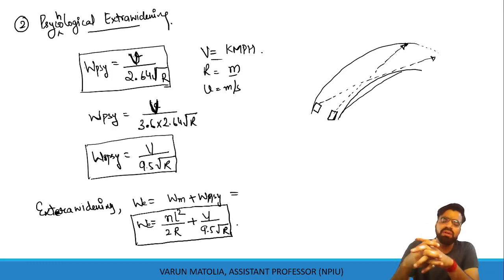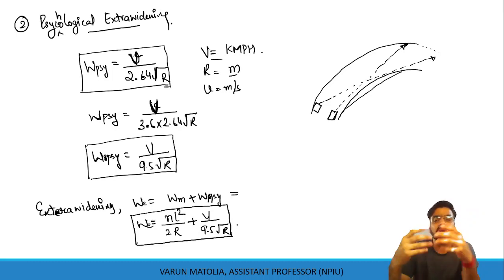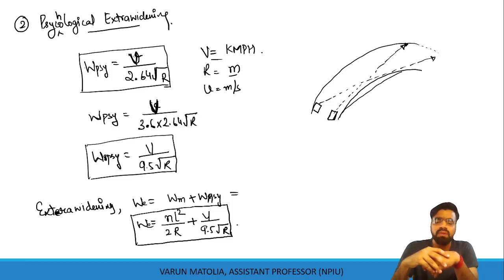So today we talked about super elevation, design of super elevation, how the alignment of pavement is done in order to provide the super elevation, how the crown is removed, and how we provide super elevation by rotating the outer edge. Then we saw mechanical and psychological extra widening.